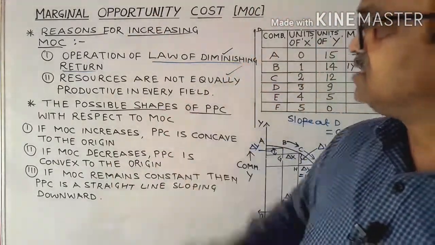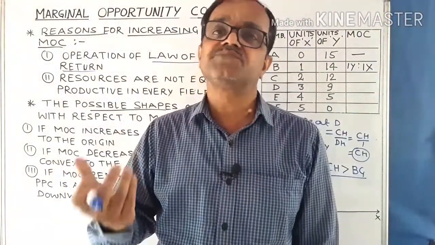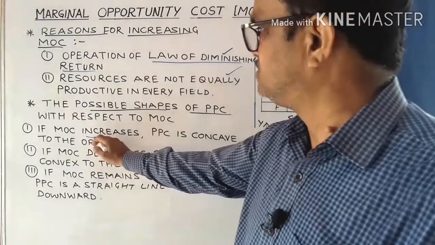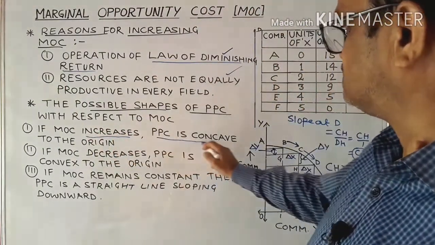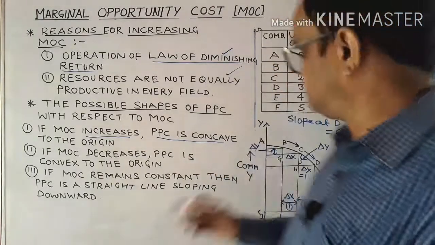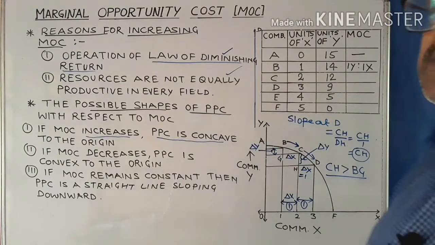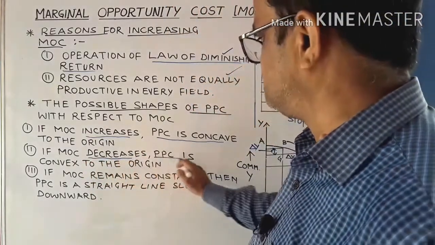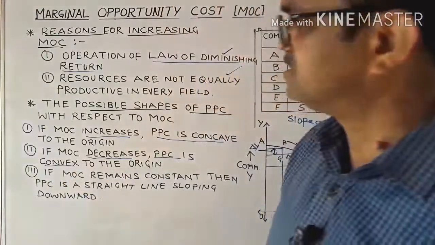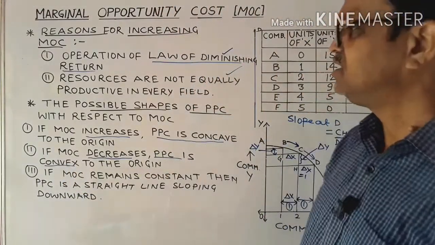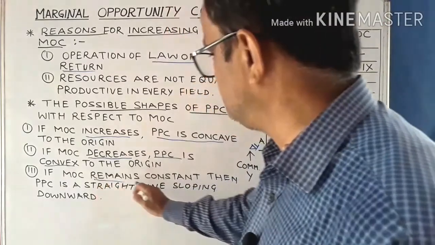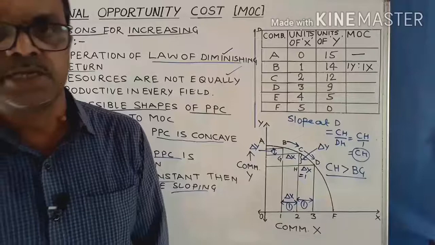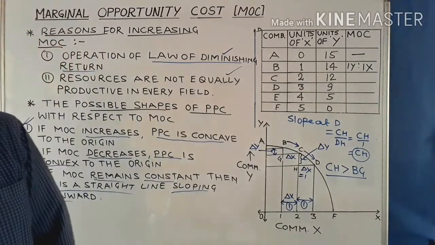Now so far as the shape of PPC is concerned with respect to MOC, there are 3 situations. If MOC increases, then PPC is concave to the origin. That is a similar case. If MOC increases, it is the shape that is concave. If MOC decreases, then PPC is convex to the origin. And if MOC remains constant, then it is a straight line sloping downwards. That is all about the marginal opportunity cost.